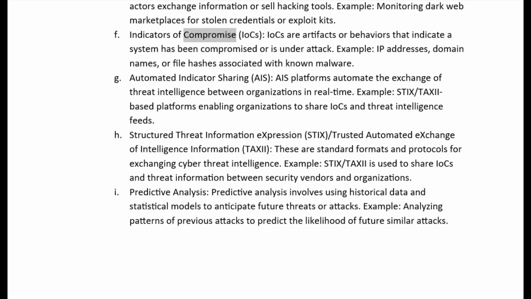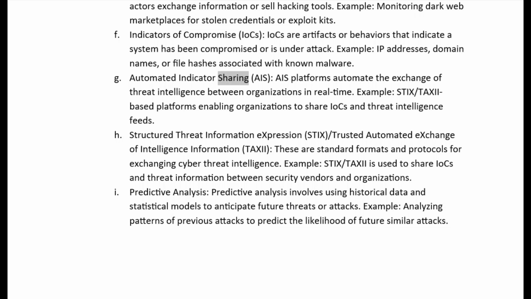Indicators of compromise. IOCs are artifacts or behaviors that indicate a system has been compromised or is under attack. Example: IP addresses, domain names, or file hashes associated with known malware.